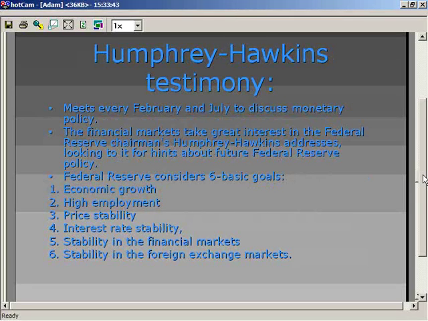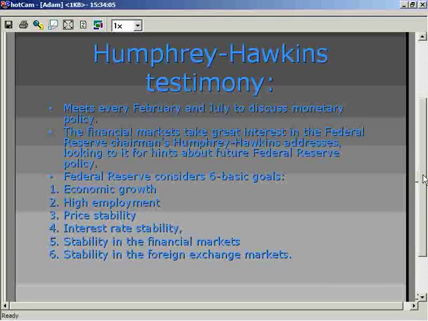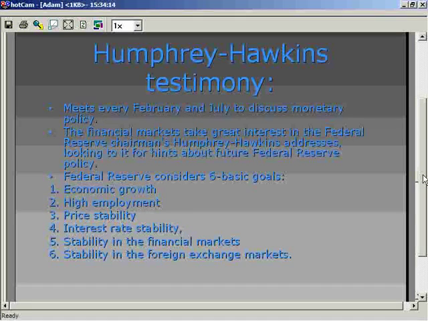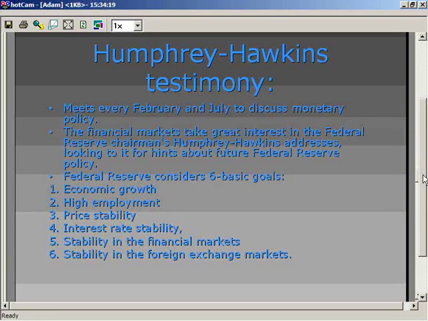Well, here's a little bit more about the Humphrey Hawkins testimony. They meet every February and July to discuss monetary policy. That means the Fed raising and lowering rates. The financial markets take great interest in the Federal Reserve Chairman's Humphrey Hawkins addresses, looking to it for hints about future Federal Reserve policy. The Federal Reserve considers 6 basic goals. This is what consists of the Humphrey Hawkins testimony. Economic growth, high employment, price stability, interest rate stability, stability in the financial markets.